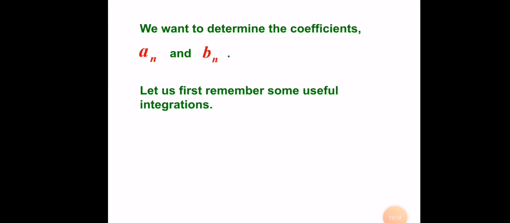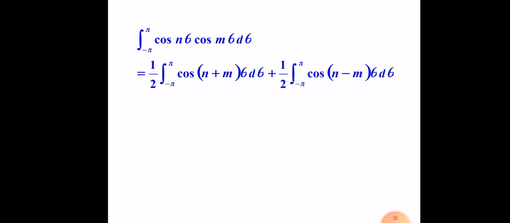Next, we want to think about the expansion of that function. So in that expansion, we have come across three constant terms: a0, an and bn. We have to determine the values of these coefficients an and bn, and for doing that we have to consider certain integrals, general integral representations. The integral over theta from minus pi to plus pi of cos n theta cos m theta d theta will give you a result equal to 0 for n not equal to m.